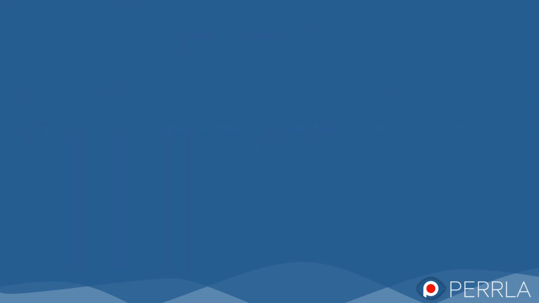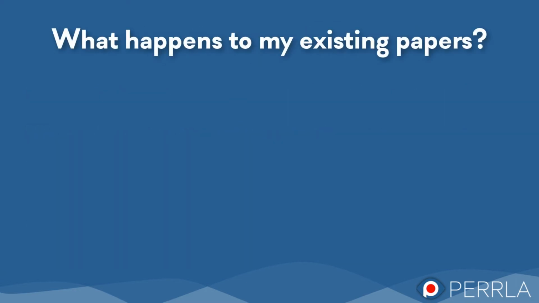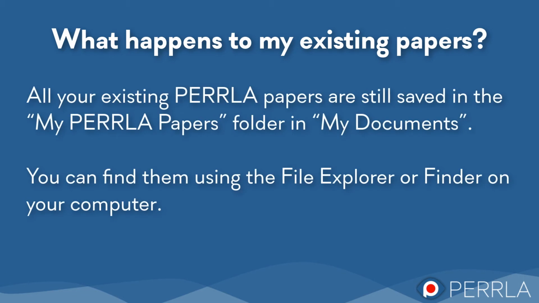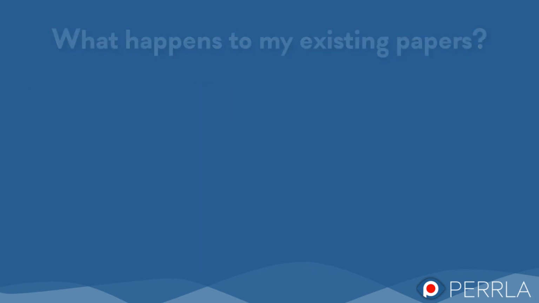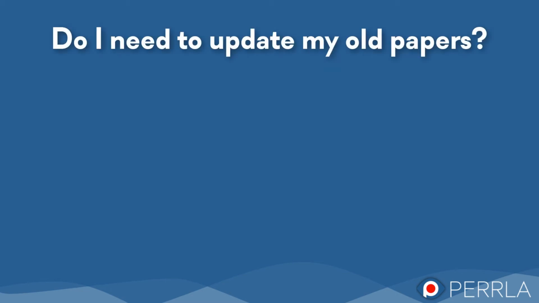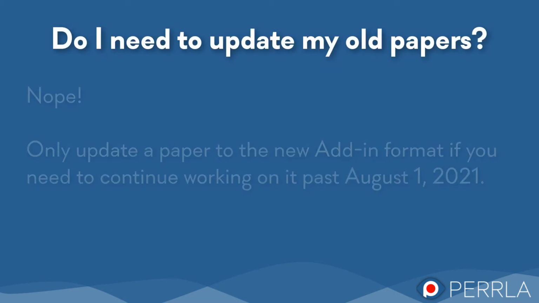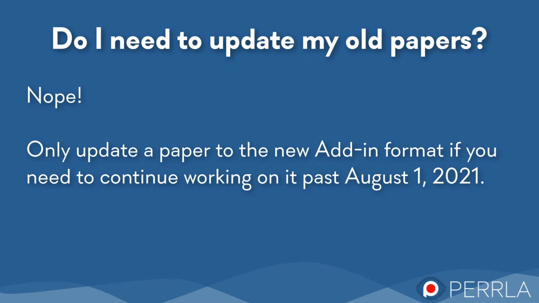Second question we often get is, what happens to all my existing PERRL papers? Well, don't worry. All the papers that you've created with PERRL for Word in the past are still available on your computer, usually saved in the My PERRL Papers folder in My Documents. They're all still there, just like you left them as Word files. One more question we get is, do I need to update my old papers to the new add-in? And unless you're still working on one of your papers, you don't need to do anything with all of your older PERRL for Word papers.